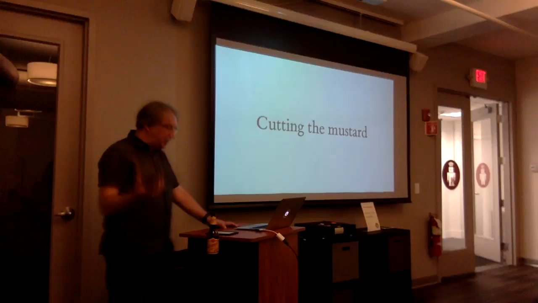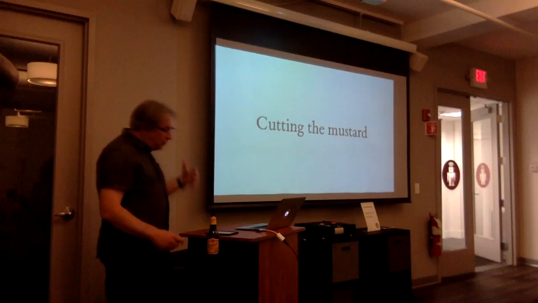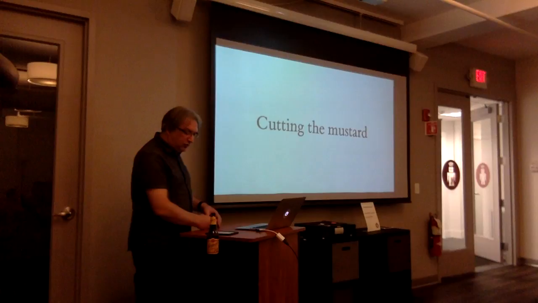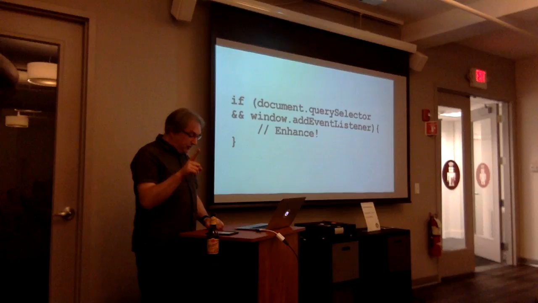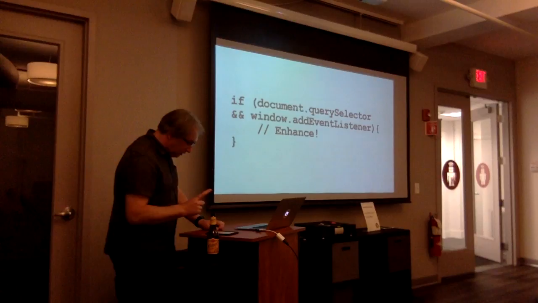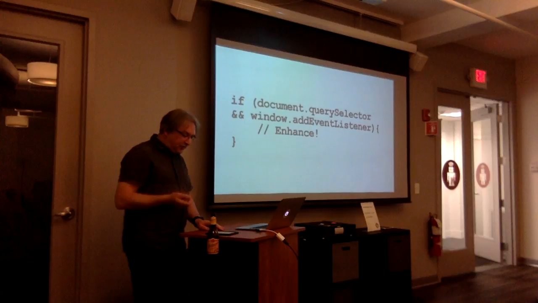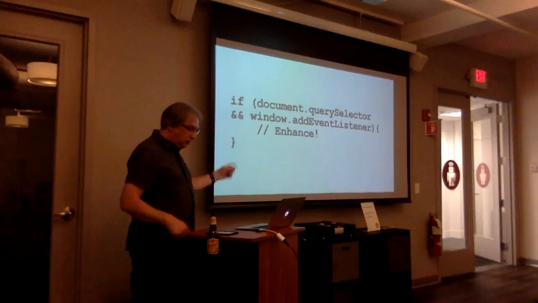Feature detection, cutting the mustard, whatever you want to call it, is a fairly straightforward technique. Let's say you want to traverse the DOM using querySelector and attach events to some nodes in the document using addEventListener. Your mustard cutting logic might look something like this. There are two points to note here. One, this is feature detection, not browser detection. Instead of asking, which browser are you, and trying to infer feature support from the answer, it is safer to simply ask, do you support this feature? Two, there is no else statement.